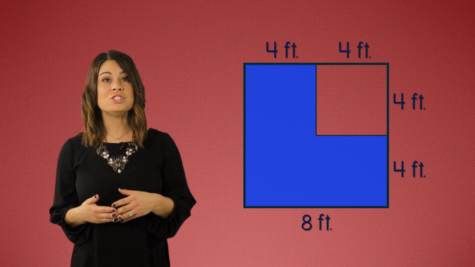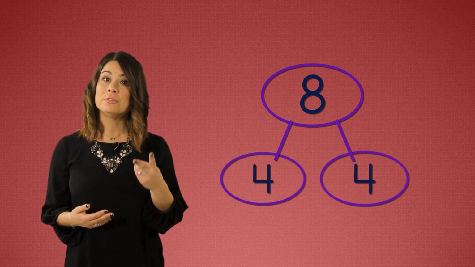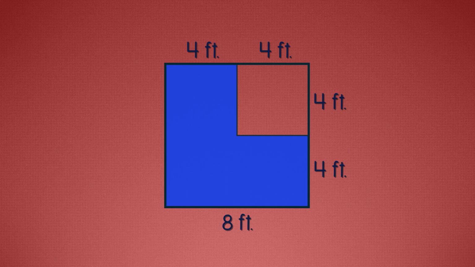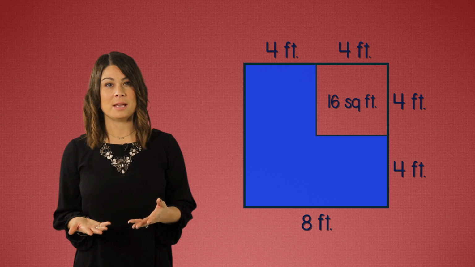Exactly. We can check this using a number bond. If the total length is 8, we can decompose it into 2 4s, like this. So what is the area? Terrific. Now, how do we find the area of the L shape?